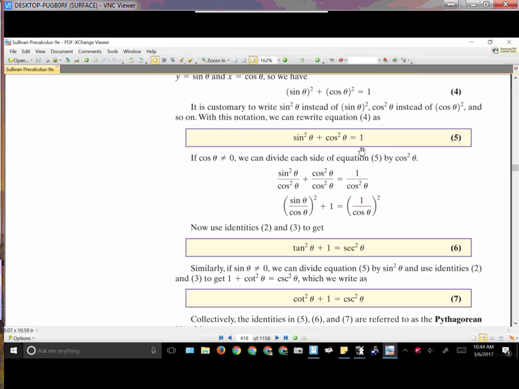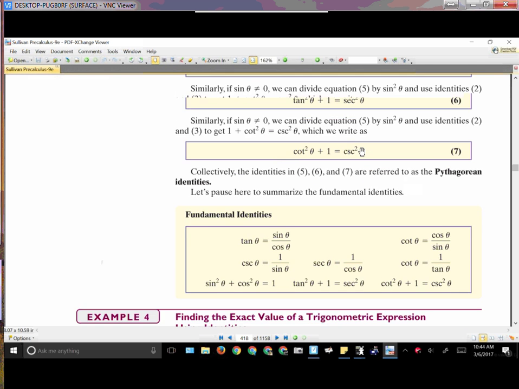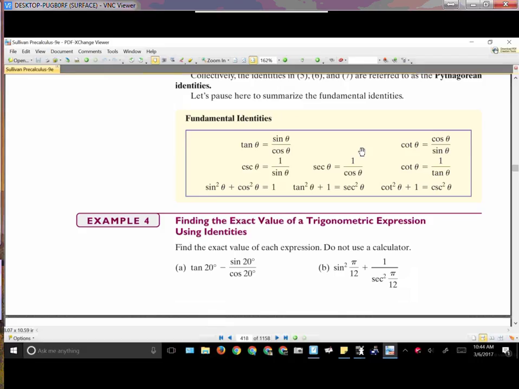Tangent squared plus 1 is equal to secant squared. Cotangent squared plus 1 is equal to cosecant squared. Have these written down. You need to be able to work with these. And you're not to the memorization part of it yet, just the working one. These fundamental identities need to be added to your sheet. Okay.